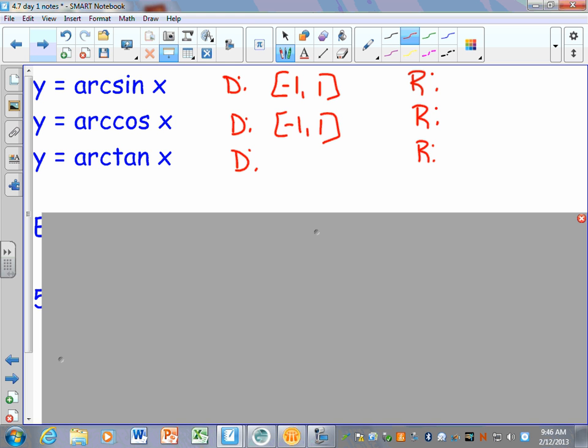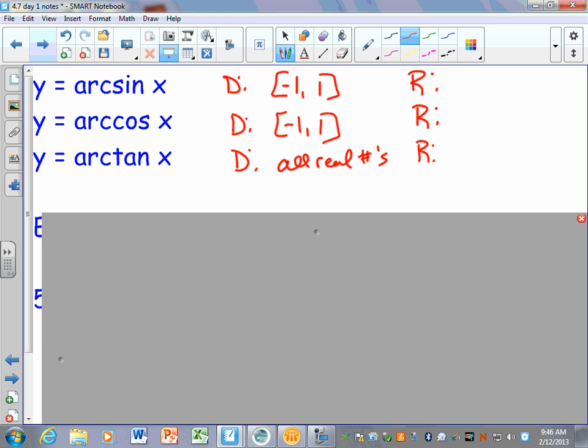The domain on tangent now, am I writing this wrong? No, I'm writing it right. Is all real numbers. And think about, normally the range on tangent is all real numbers because it goes up and down. If you look back at that picture, it's now going side to side. So there is no restriction on what tangent can be in the domain.